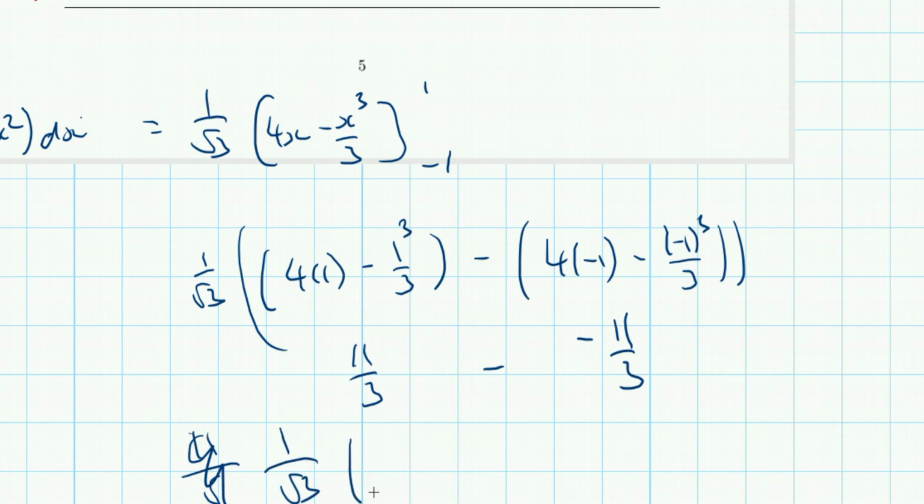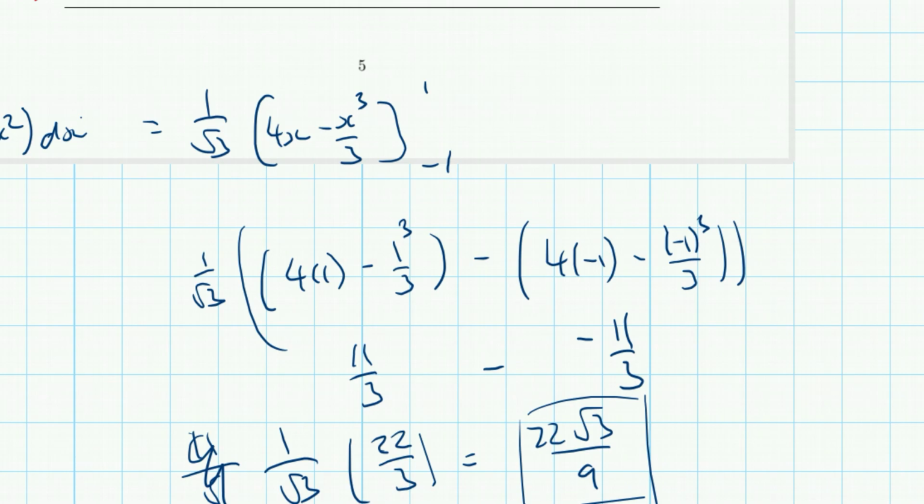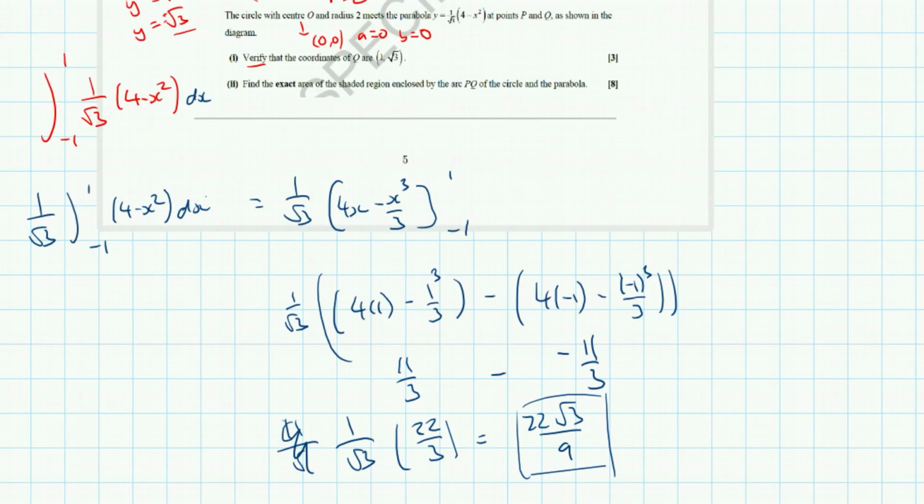But remember that we also need to multiply this by 1 over root 3, so times this by 1 over root 3, that gives you an answer equal to 22 root 3 over 9, and that is your first answer. So that's the total area under the curve.